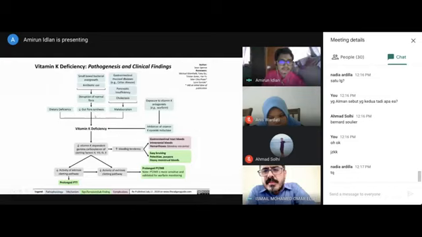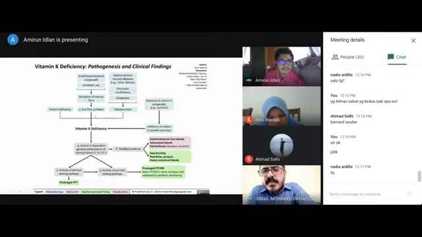Another example is exposure to a vitamin K antagonist, like I said before, which is warfarin. With warfarin used by the mother, it will inhibit vitamin K. So it will reduce vitamin K and cause vitamin K deficiency, which later on in the newborn will cause vitamin K deficiency bleeding.